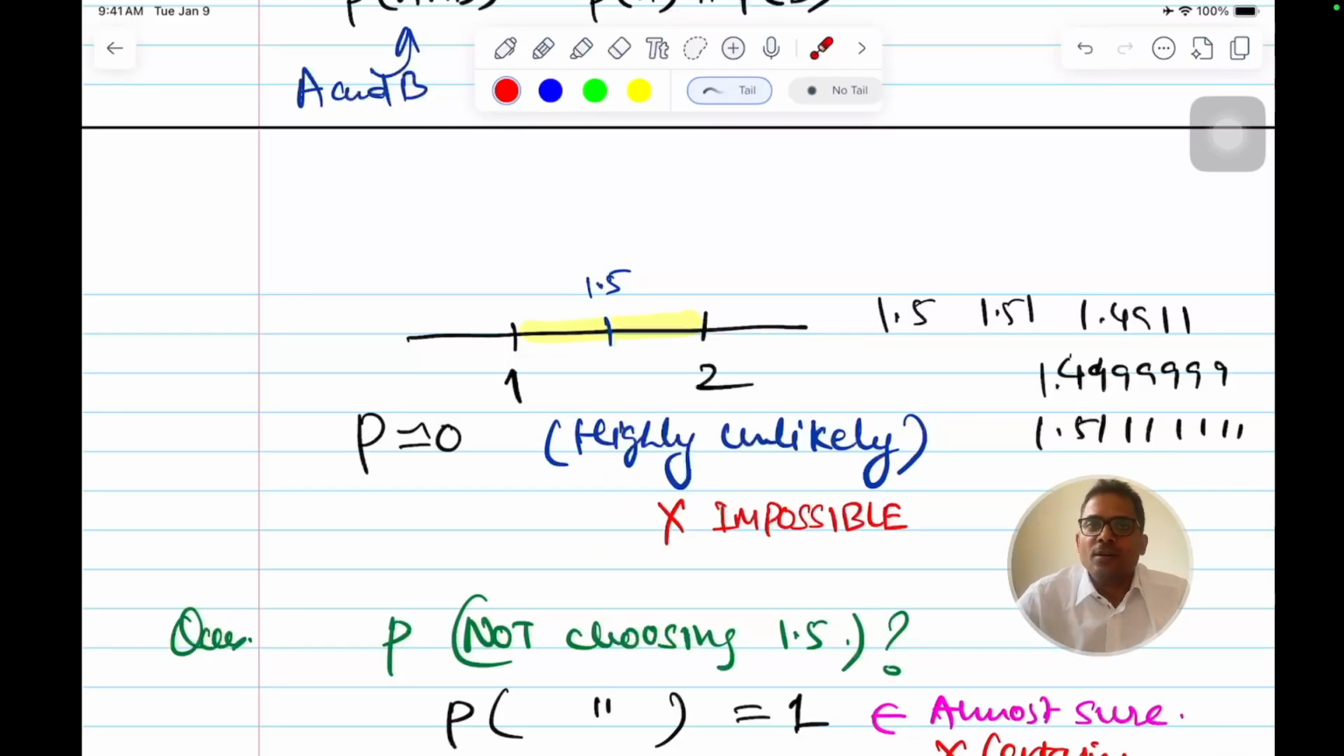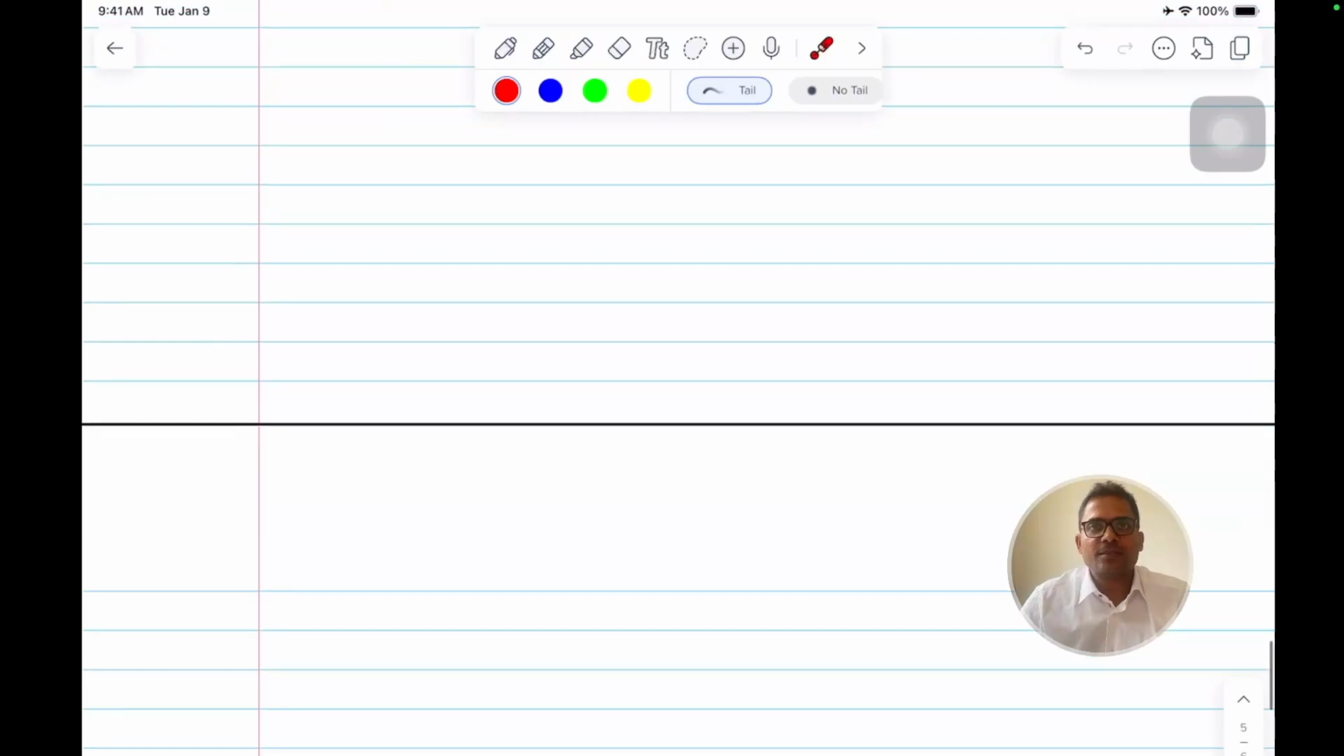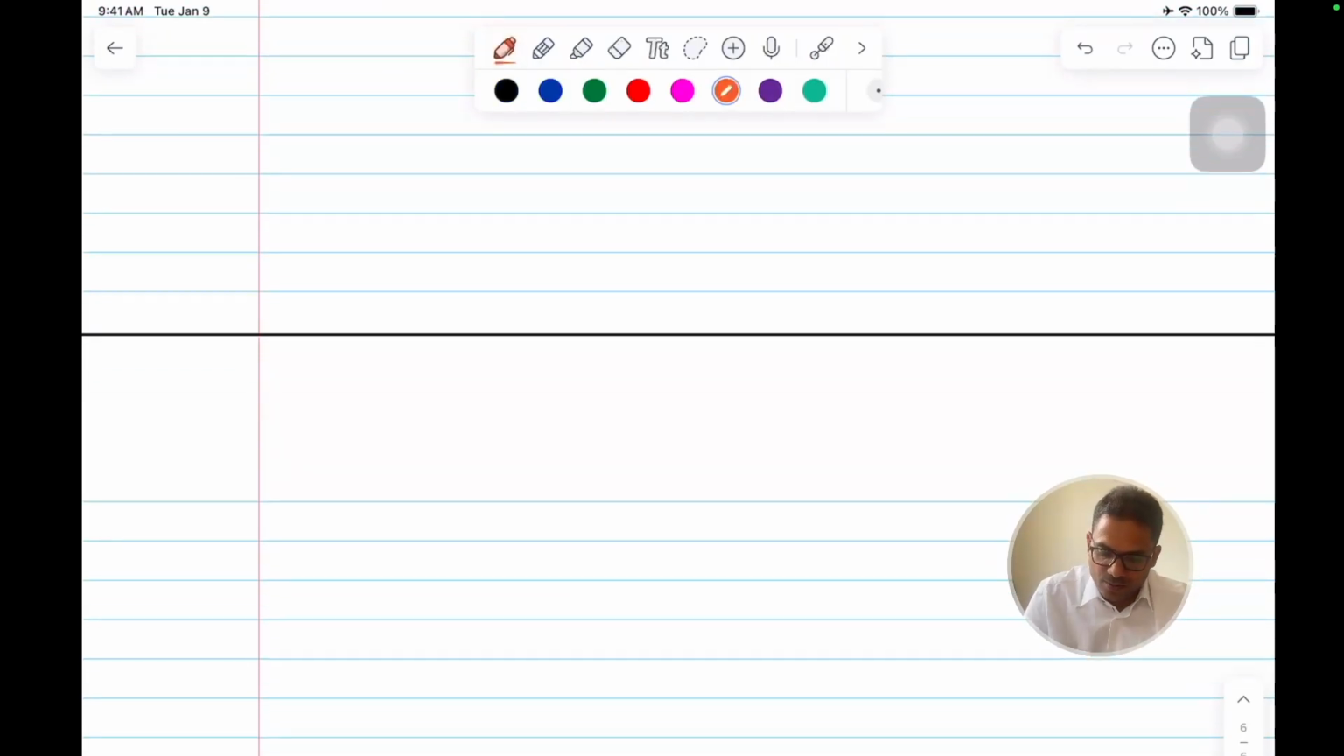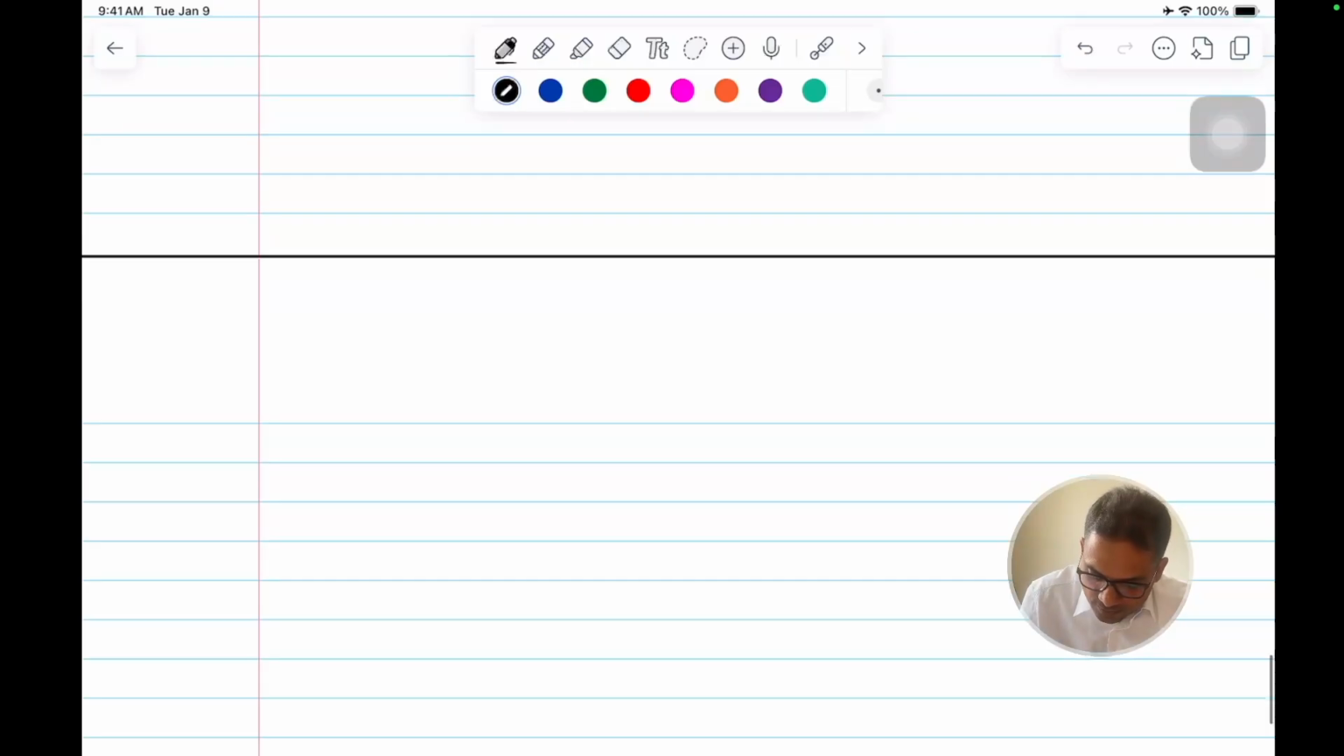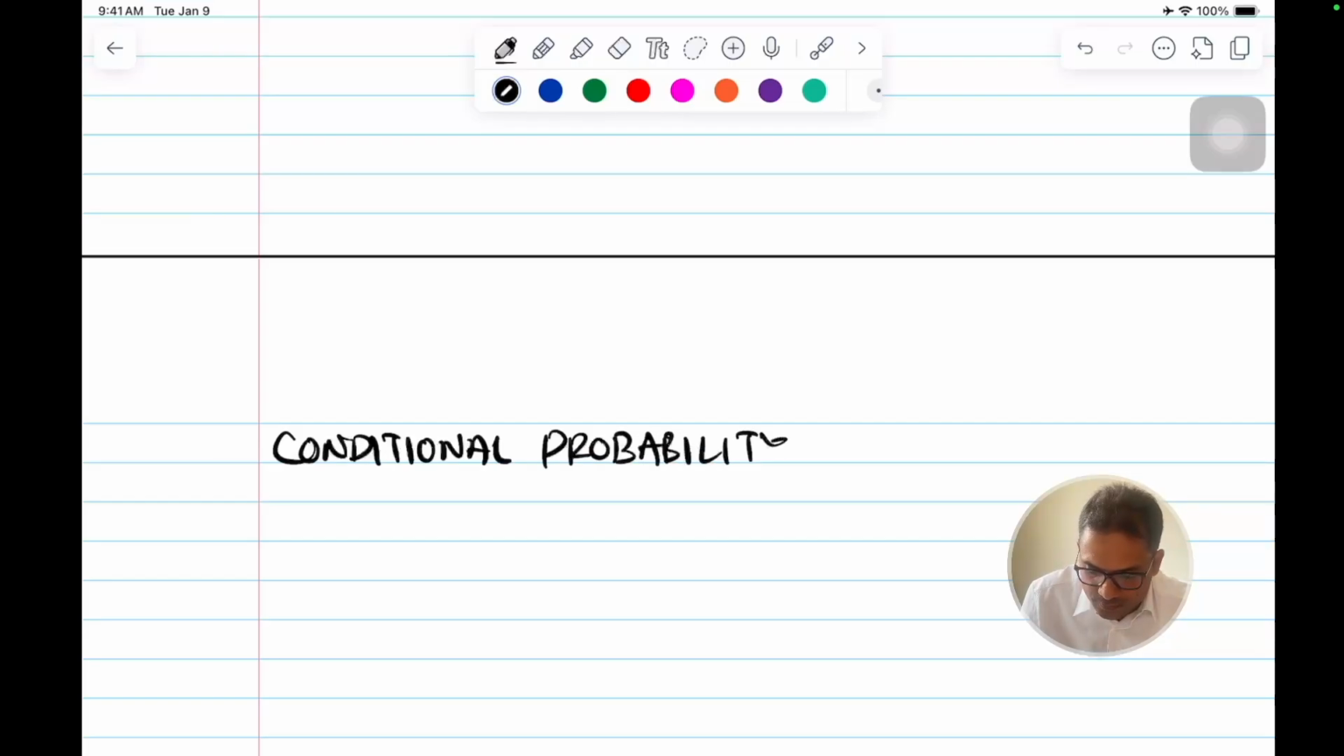Okay. Now let's move to the next point. The next thing is very important. So let's discuss conditional probability. So what is conditional probability? You must have heard a lot about this conditional probability.